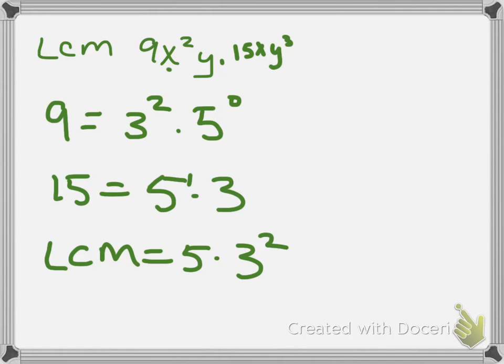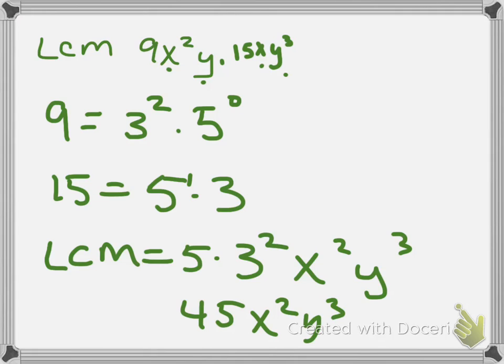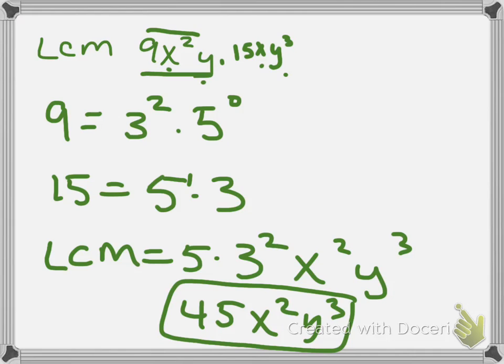Now we have an x squared and an x. What's the highest? X squared. And our y cubed. So then it'll be 45 x squared y cubed. Okay, not too hard. So if you were finding the common denominator, if this had a 1 over it and a 1 over it, the common denominator for this would be 45x squared y cubed. Okay.